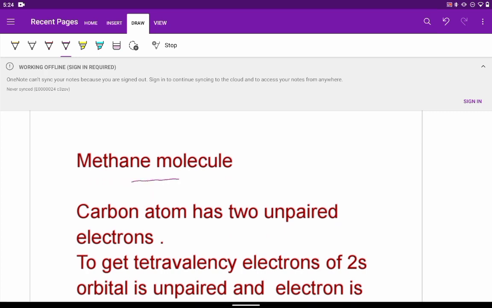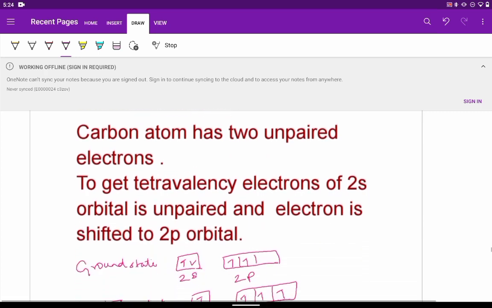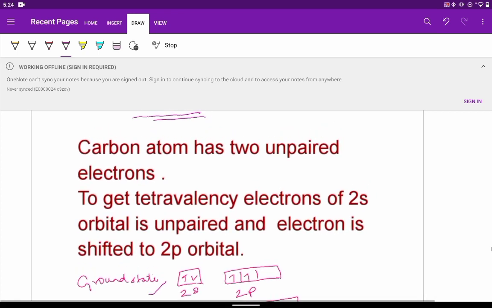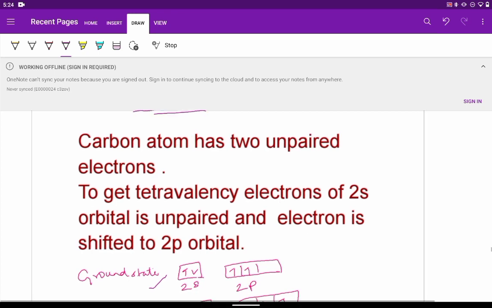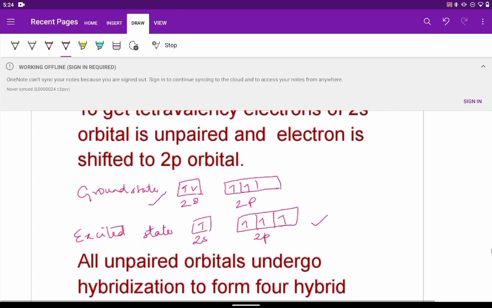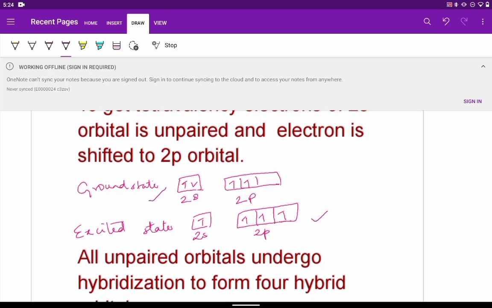If we see methane molecule in detail, in the ground state of carbon there are two unpaired electrons in 2p, and there are two electrons in 2s. These 2s electrons are paired, while 2p is unpaired. In the excited state, one electron from 2s is shifted to 2p. So now, in order to gain tetravalency, all four orbitals, that is one 2s and three 2p orbitals, are singly occupied. They are all unpaired.